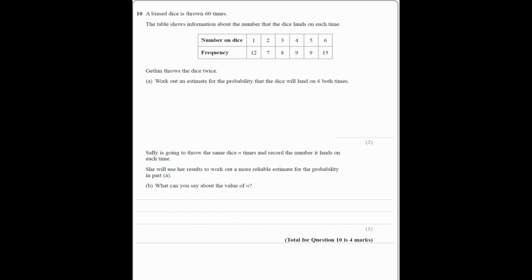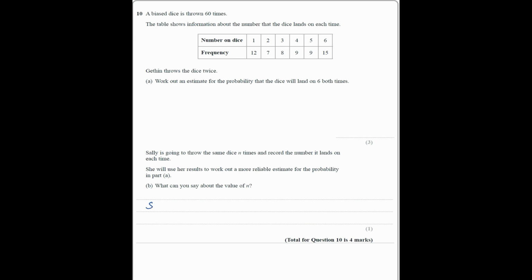Let's take a closer look at part B because this point is really important. Sally is trying to get a more reliable estimate of the probability, and the previous experiment used 60 throws. So for her estimate to be more reliable, she has to throw the dice more than 60 times. That means the value of n should be greater than 60. Why? Because the more trials you perform, the closer your results will be to the true probability. And that's exactly what the law of large numbers tells us. So Sally wants a more reliable estimate. Her value of n must be greater than 60.